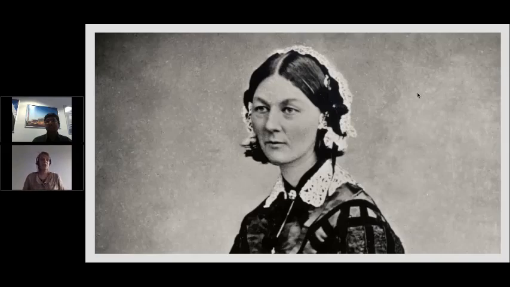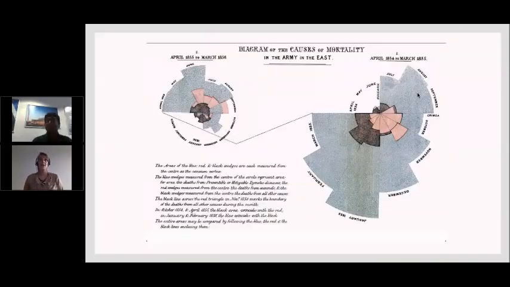You may know her as a nurse in the Crimean War, and she's one of the people who really brought healthcare to another level. But she was also an infographic maker, and this is one of the infographic charts she made. It's a rose diagram. It has the form of two roses, two flowers with petals. And what you see here is that she tried to show the causes of death in the Crimean War.